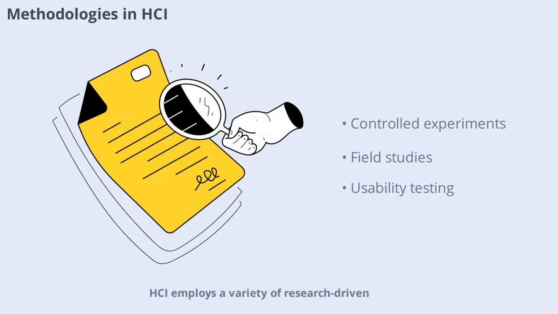HCI employs a variety of research-driven methodologies to understand and improve human-computer interactions. Common methods include controlled experiments, field studies, ethnographic research, and usability testing. HCI researchers might observe users in their natural environments, conduct interviews, or analyze task performance data. These methods help uncover how real people use technology and where improvements can be made. Findings often inform the design of new interfaces or the refinement of existing ones.